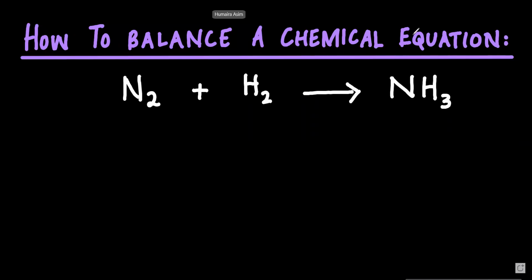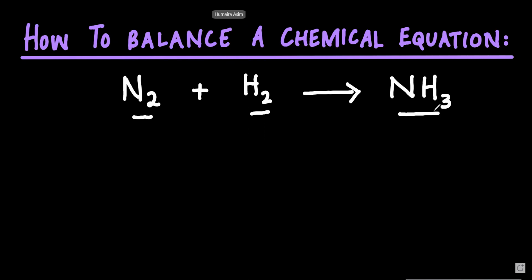Hello students, so here in this video we will learn how to balance a chemical equation. As here you can see there is a small equation. We will start with the smaller one and then we will go to more complex equations. So here we have nitrogen N2 reacting with hydrogen gas H2 forming ammonia NH3.